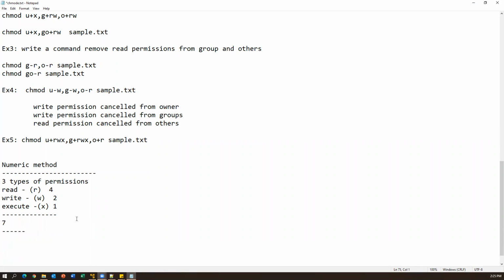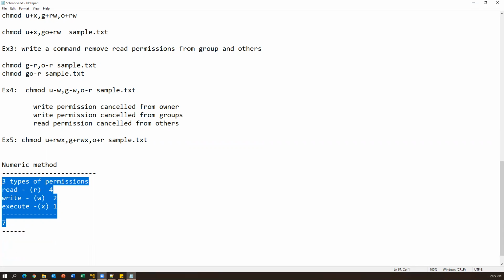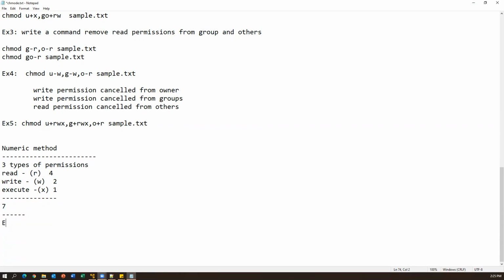Based on this understanding, let us see a few examples. I'm executing one command like this. I say chmod 000 sample.txt. What does it mean? chmod 000 sample.txt. So 0 means no permission. 0 means no read, no write, no execute.